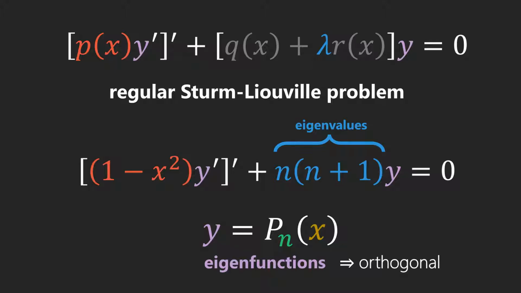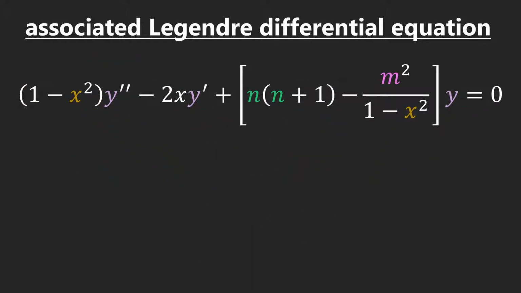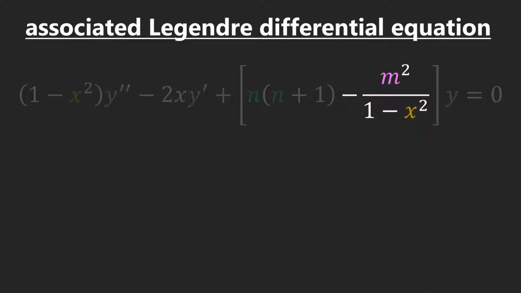Once we've defined the Legendre polynomials, we can look at a related differential equation called the associated Legendre differential equation, which has an extra term of minus m squared over 1 minus x squared multiplied by the y.